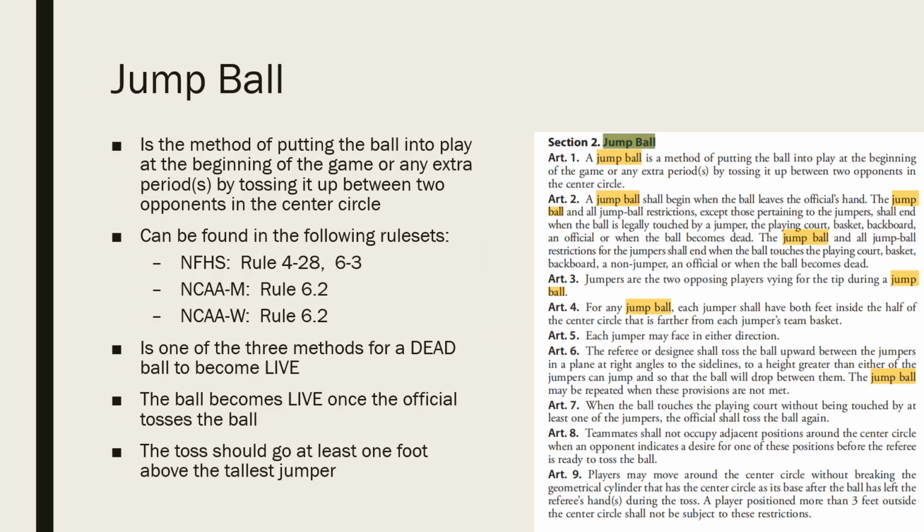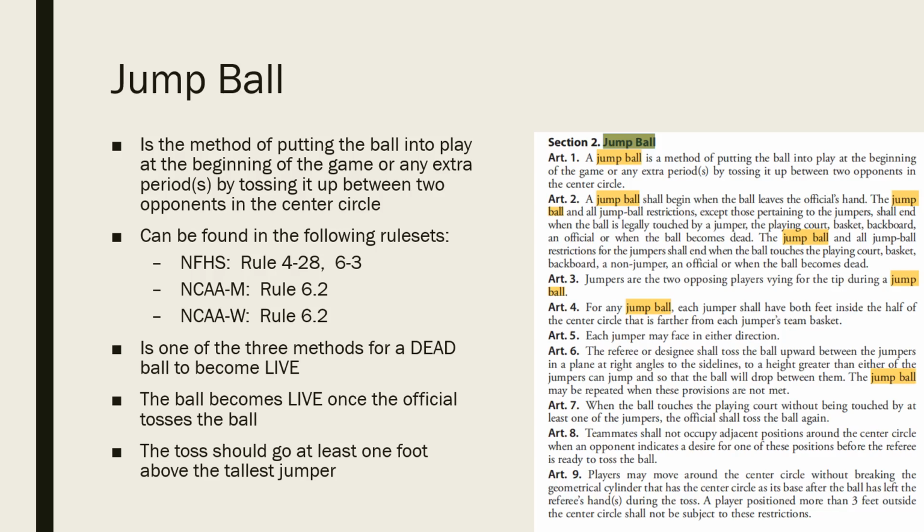Jump ball is the method of putting the ball into play at the beginning of the game or any extra periods by tossing it up between two opponents in the center circle. It can be found in the following rule sets: Rule 4.28 and Rule 6.3 for National Federation High School, and in both NCAA rule books, 6.2.